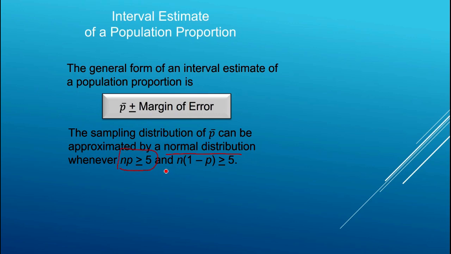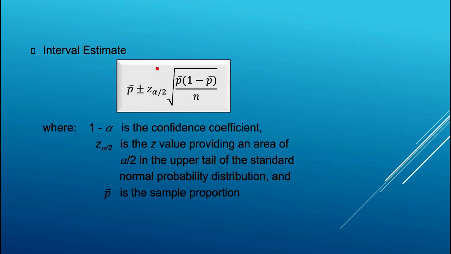We're going to assume that that's true, and that's going to be the case in the examples that we look at here. And n times 1 minus p is greater than or equal to 5. These are the same conditions that we imposed in the previous lecture as a justification for using the normal distribution as the limiting distribution of the binomial distribution. So here we go. Here's the interval estimate.